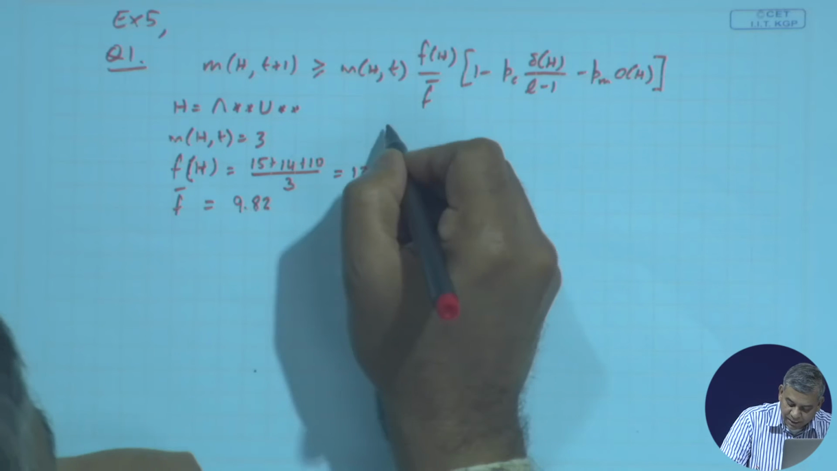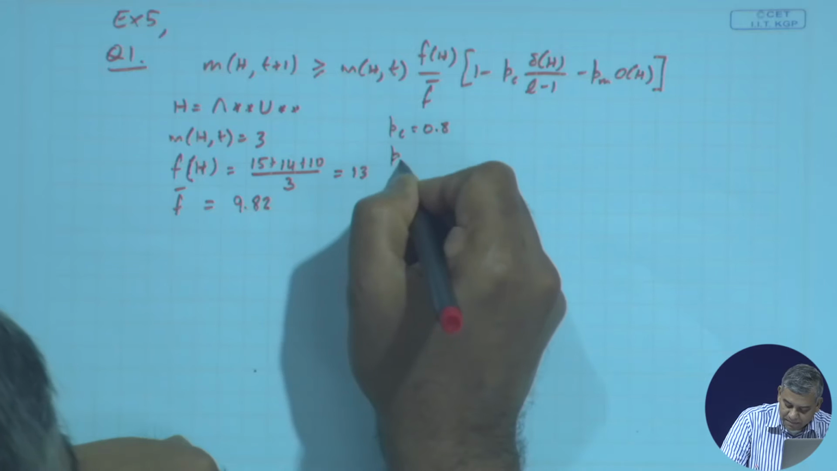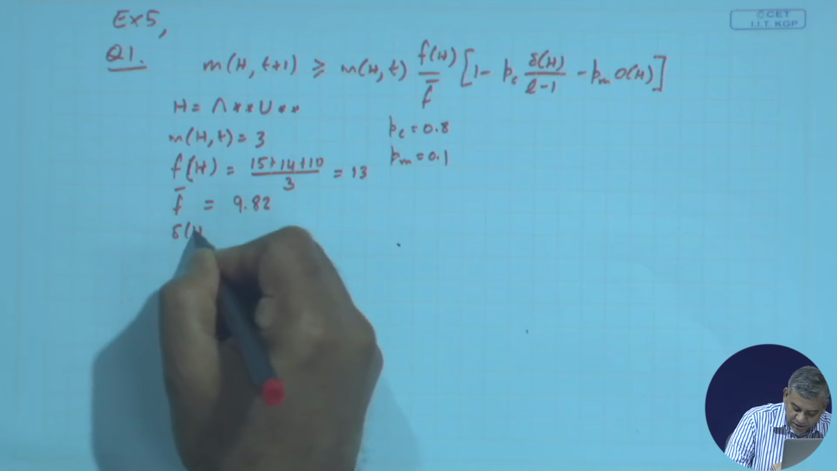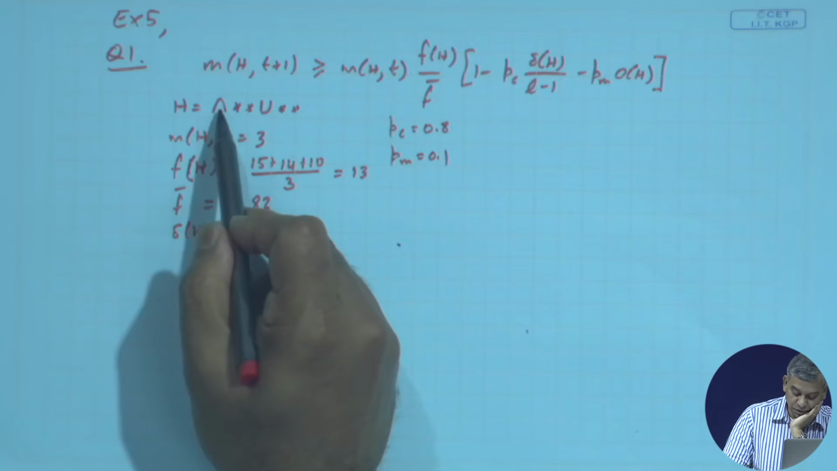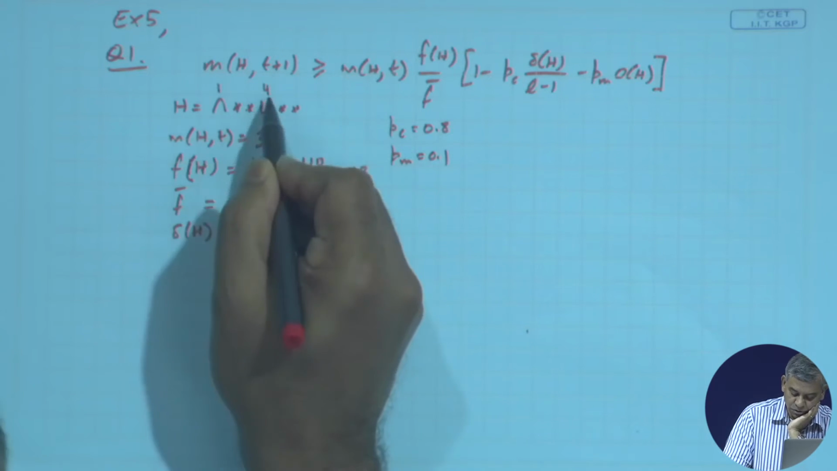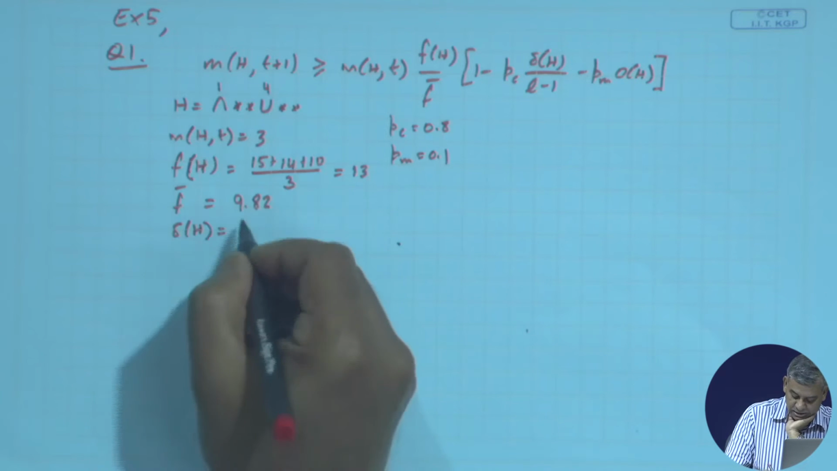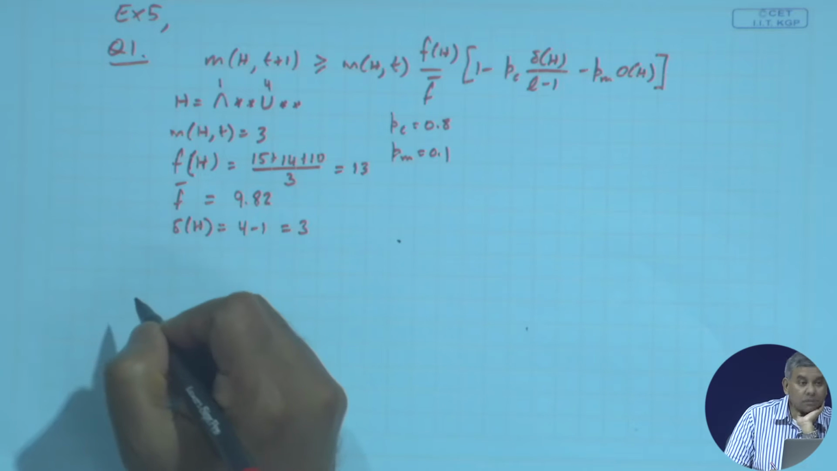Then pc is already given. Let's put it here. pc is given to be 0.8 and pm is given to be 0.1. So we now need delta(H) for that schema. How will you find it? The first position is 1 and the other position is 4. So 4 minus 1, because it's 1, 2, 3, 4. Okay. So 4 minus 1, or 3. Is that clear?